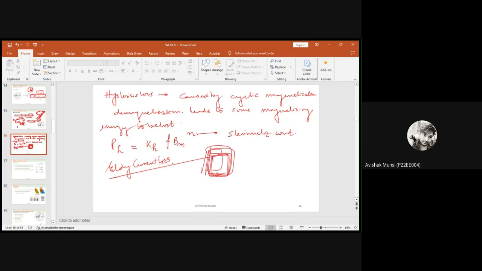Okay. So the expression for the eddy current loss is K, the eddy current factor, times Bm square. In case of hysteresis loss, it depends upon the Steinmetz constant, but here it is square of it. So this value of K gets lower and lower whenever we are using this kind of laminated core. Okay. So these are the basic losses in case of magnetic losses.